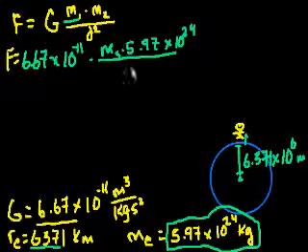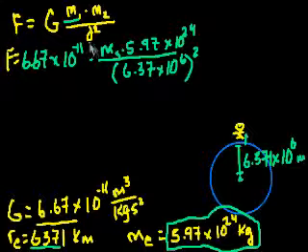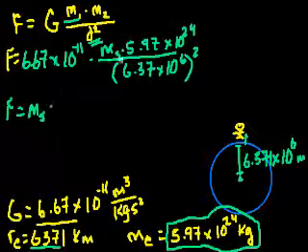So the distance is going to be 6.37 times 10 to the 6th meters. And we've got to square that. Remember, it's a distance squared. So let's see if we can simplify this a little bit. We'll just multiply those top numbers first. So the force is equal to, let's bring the variable out, mass of Sal, times, let's do this top part.